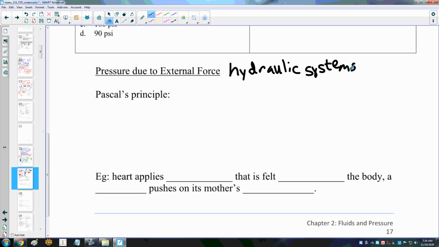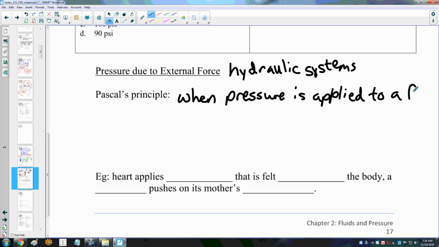We use them in our cars. We use them in a lot of different ways. I'll explain to you why they're so useful. But first, Pascal's principle is the guiding principle behind that. And it says that when pressure is applied to a fluid in a closed container, that pressure is felt throughout the container.